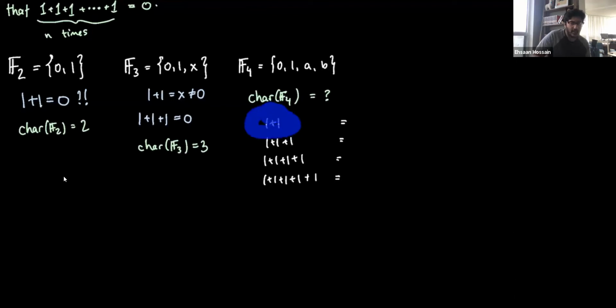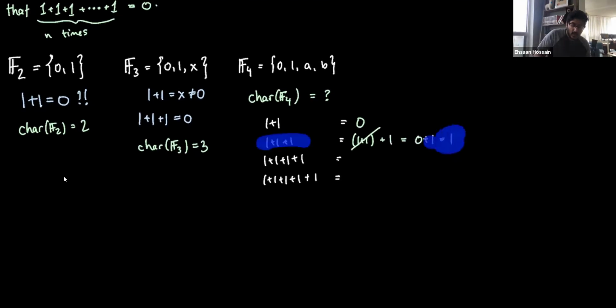Do you guys remember what 1 plus 1 is in F4? 0, 1, A, B. No, it wasn't A. You have to look at that table. The way the table was defined, 1 plus 1 was 0. 1 plus 1 plus 1 was 1. Right? Here, think of it like this. 1 plus 1 plus 1, I can write it like this: 1 plus 1 in brackets, and then add the next one. And this is 0. So this is like 0 plus 1, which is 1. So 1 plus 1 plus 1 equals 1.